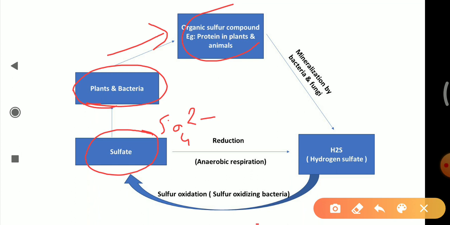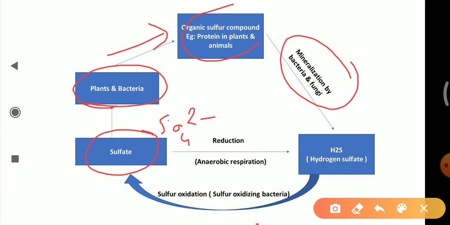This organic sulfur compound is in the form of protein in plants and animals. Once it is assimilated by the plants and animals, after some time they die and decay, and are decomposed by the microorganisms present in the soil. When degradation is carried out by the microorganisms, it is known as mineralization.